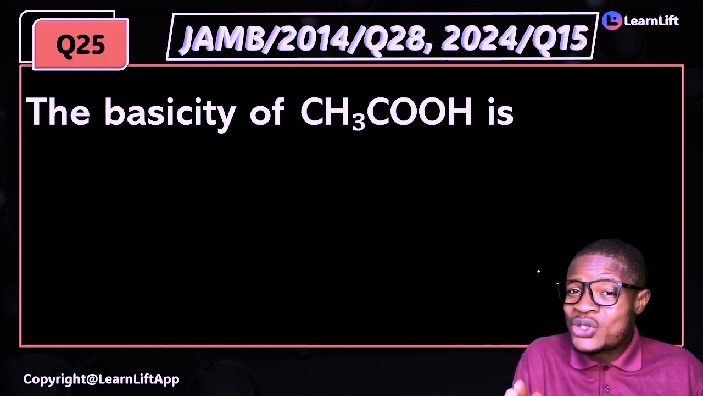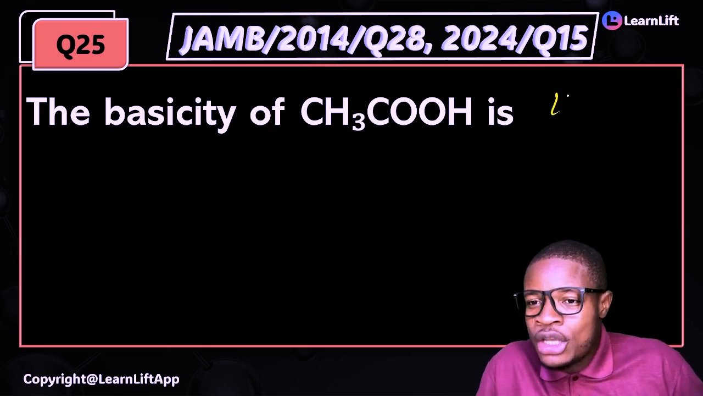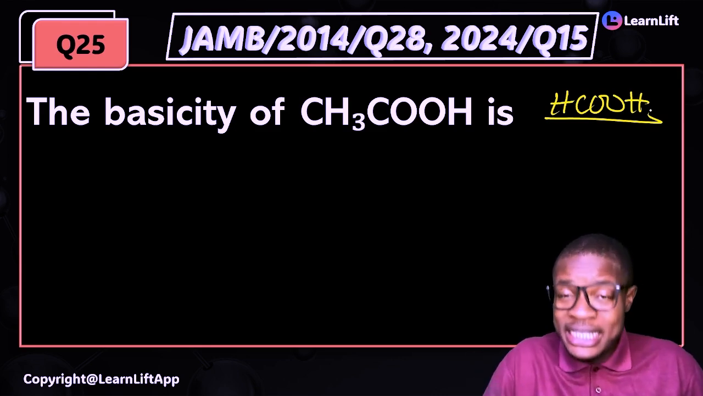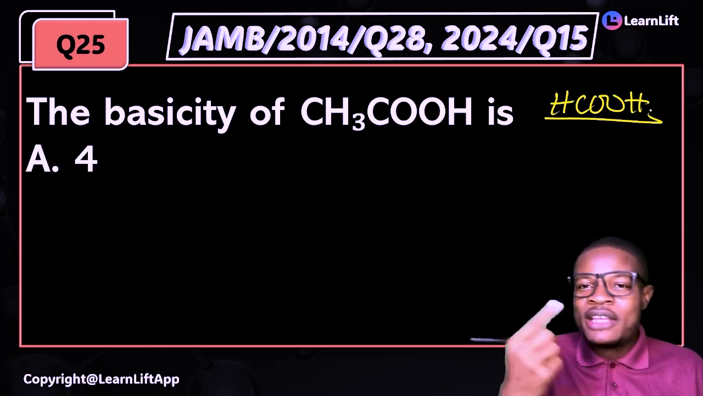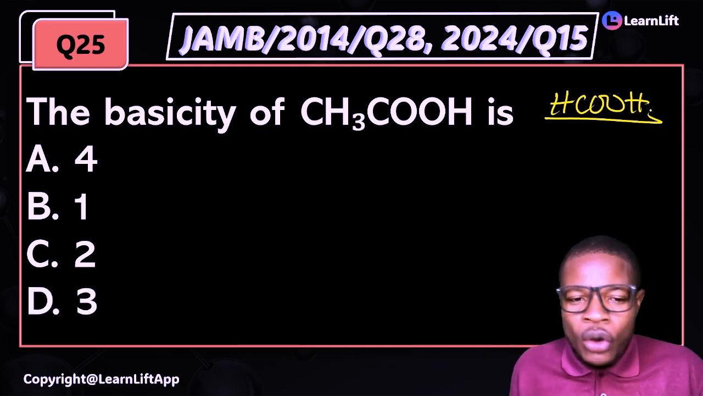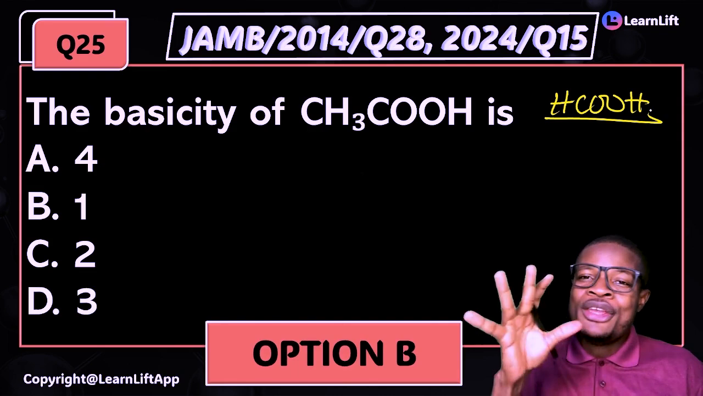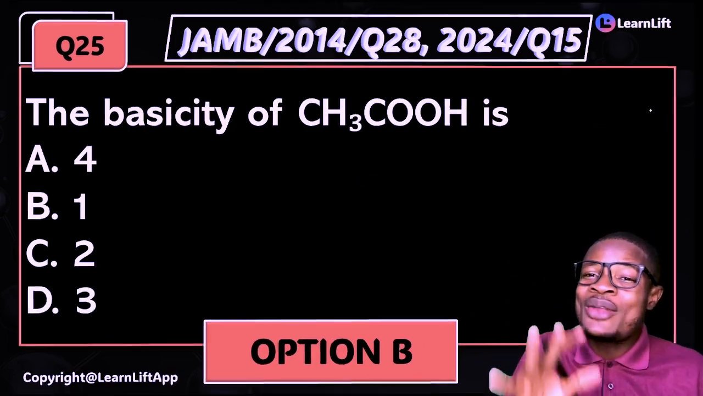Here you see now. So in your own case, they may decide to bring HCOOH, methanoic acid. The basicity is still 1. So what is the basicity? Is it 4? Is it 1? Is it 2? Or is it 3? What is the answer? Option B, 1 becomes the correct answer. Does it make sense? If you get this and you understand it to the core, you are very, very sure.